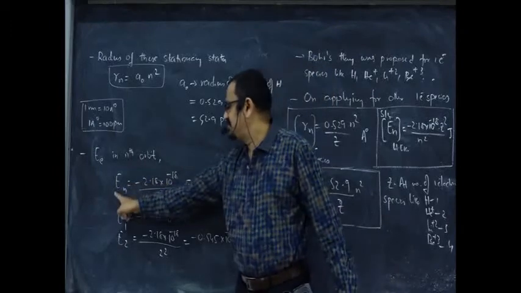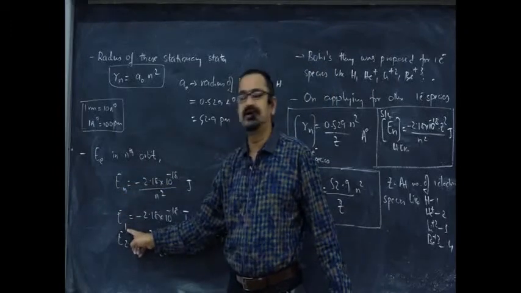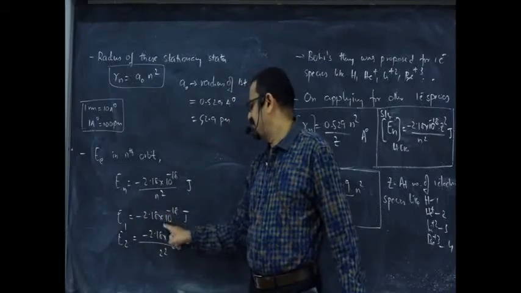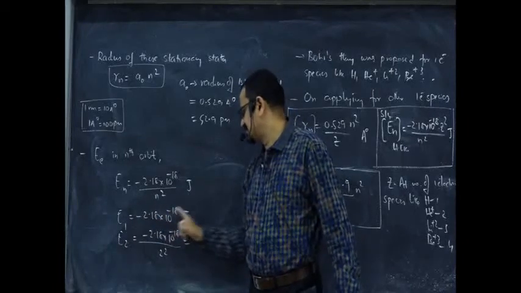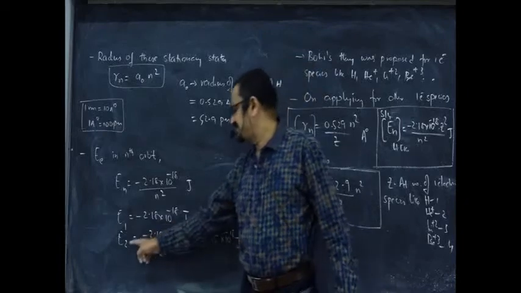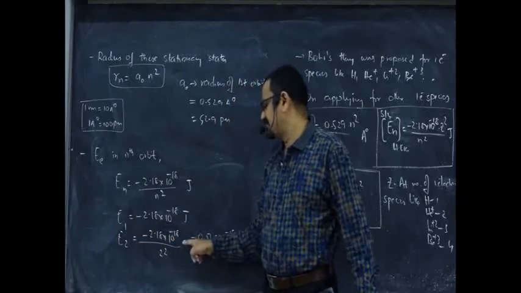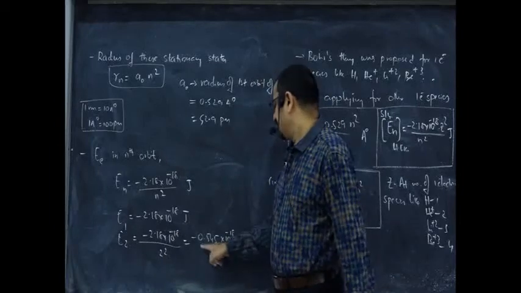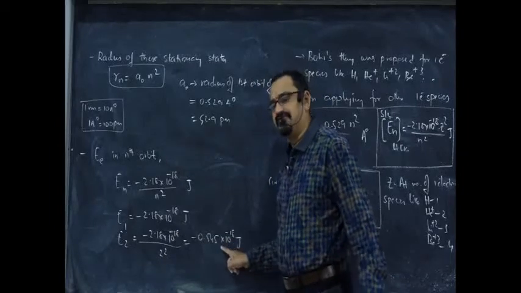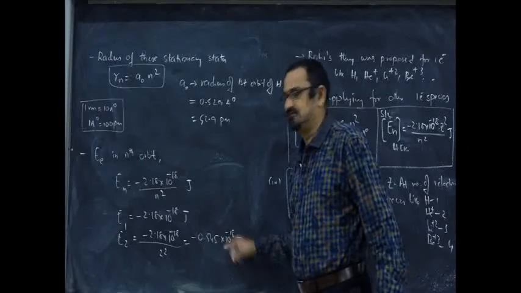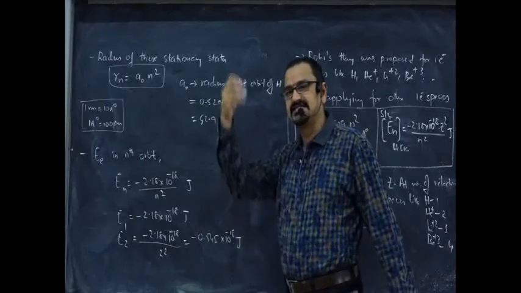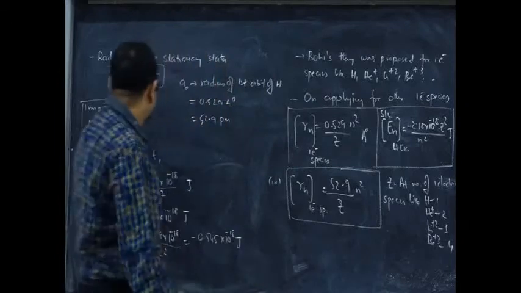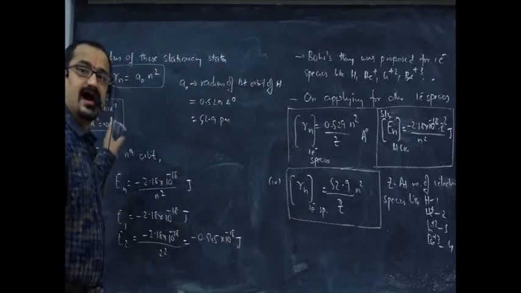So the energy of the electron in the first Bohr orbit of hydrogen atom is, substituting n with 1, minus 2.18 into 10 power minus 18 by 1 square joules. Energy of the second orbit equals minus 2.18 into 10 power minus 18 by 2 square joules, which is minus 0.545 into 10 power minus 18 joules. We can calculate the energy of successive levels using this relation. This is about the radius and energy expression for hydrogen.